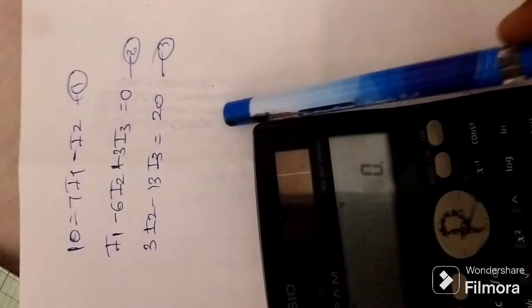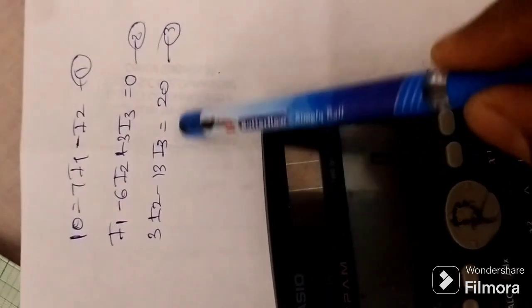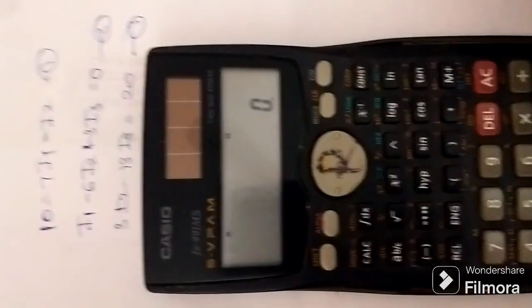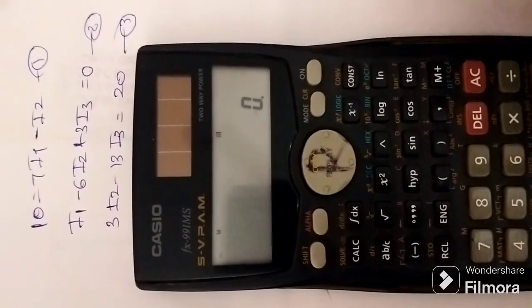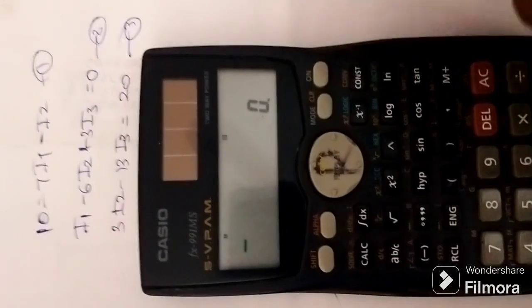Okay, so these are the three equations. First one is 7 I1 minus I2 equals 10. Equation number 2 is I1 minus 6 I2 plus 3 I3 equals 0. And equation number 3, 3 I2 minus 13 I3 equals 20. As I told you earlier, with the help of this scientific calculator, we can solve these three equations to determine these three fundamental currents, I1, I2 and I3.